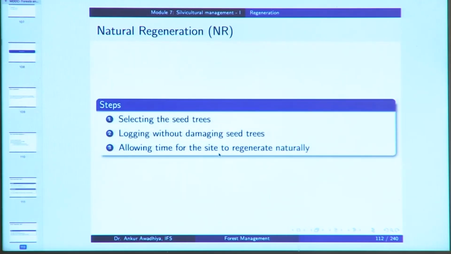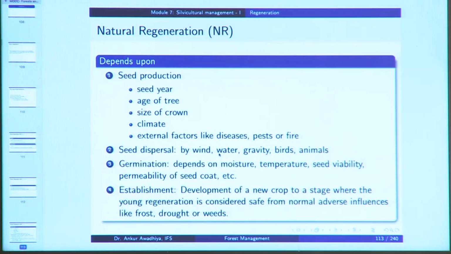So, the steps are selecting the seed trees, logging without damaging the seed trees and allowing time for the site to regenerate naturally. It depends on seed production, seed dispersal, seed germination and establishment of the new crop. Now, seed production depends on seed year, age of the tree, size of the crown, climate and external factors. Seed dispersal can be done by wind, water, gravity, birds, animals. Germination depends on moisture, temperature, seed viability, permeability of seed coat and so on.